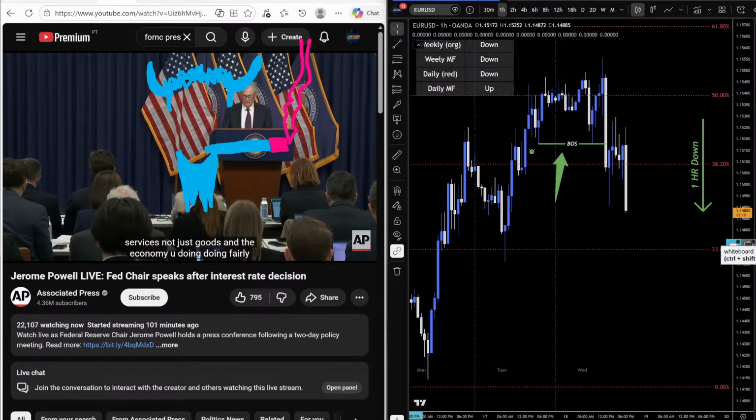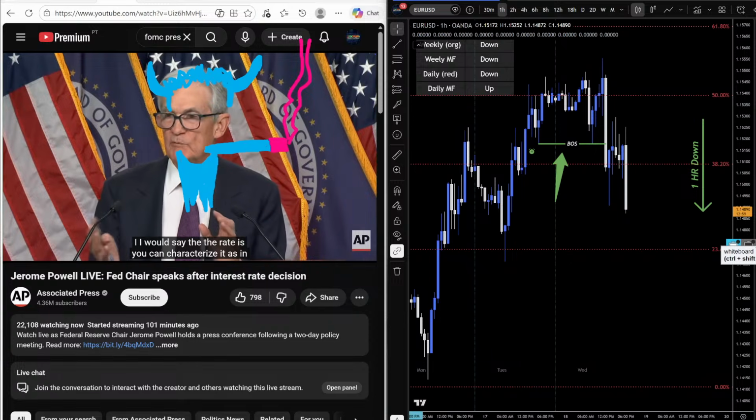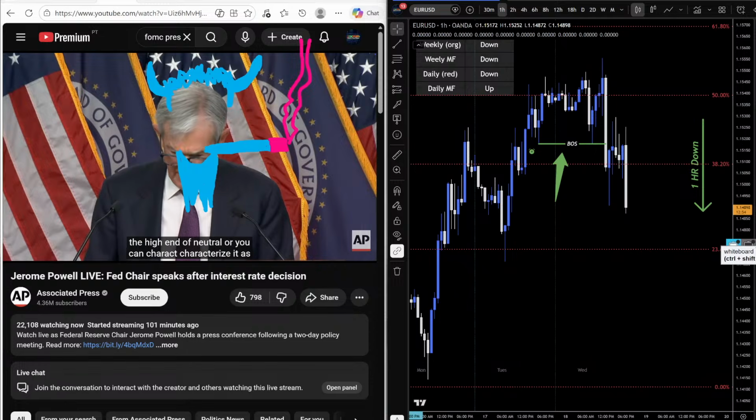Okay. So I would say the rate, you can characterize it as in the high end of neutral, or you can characterize it as perhaps mildly restrictive, even modestly restrictive. No one knows for sure, but it's in that range where it's somewhere around the borderline between restrictive and not.